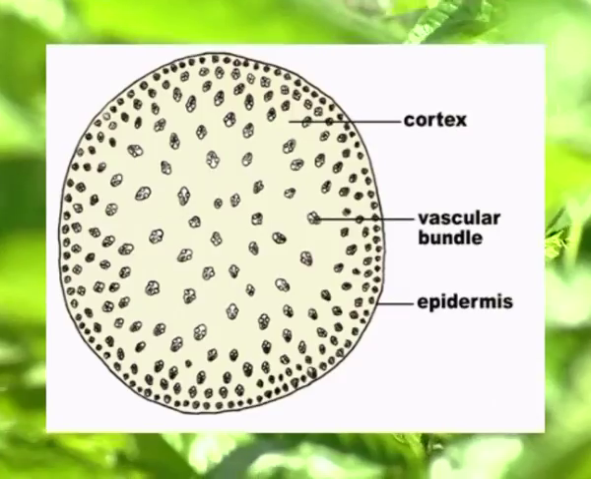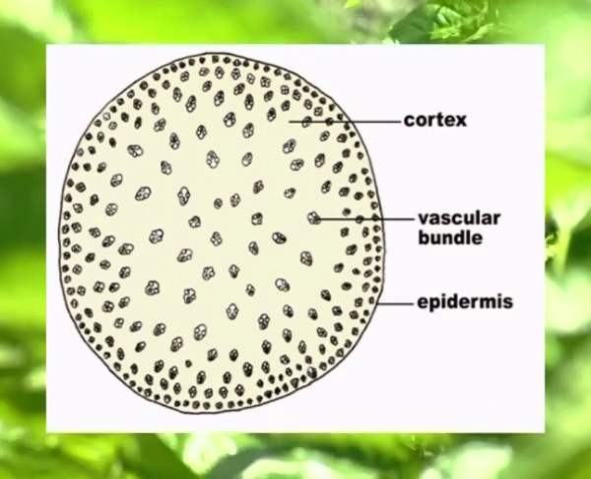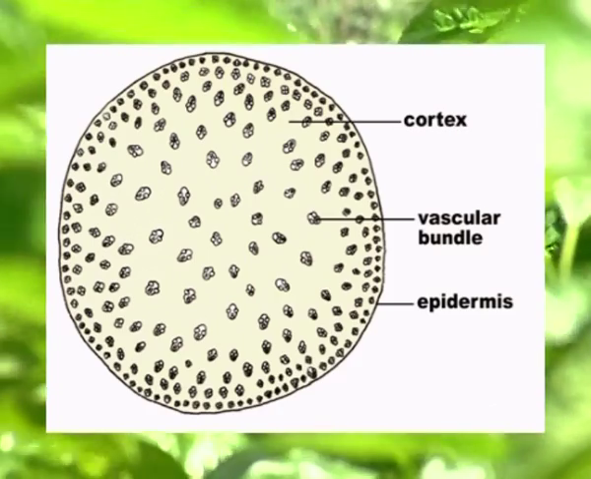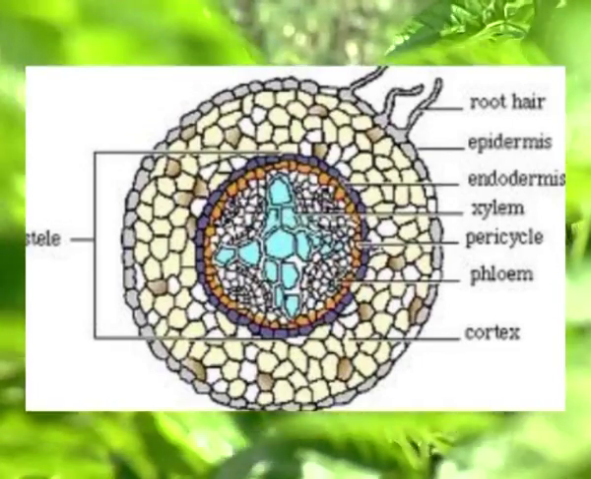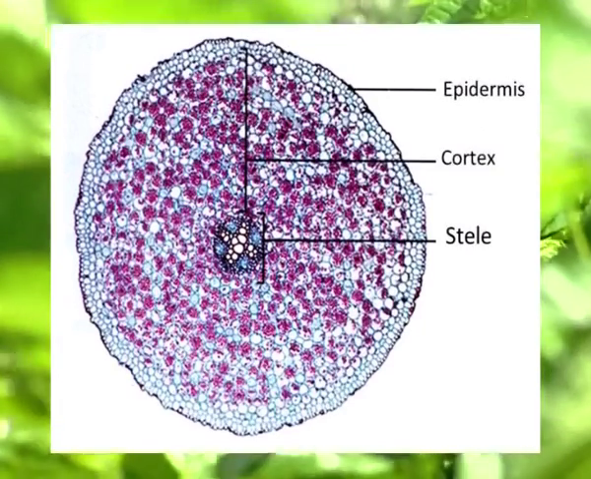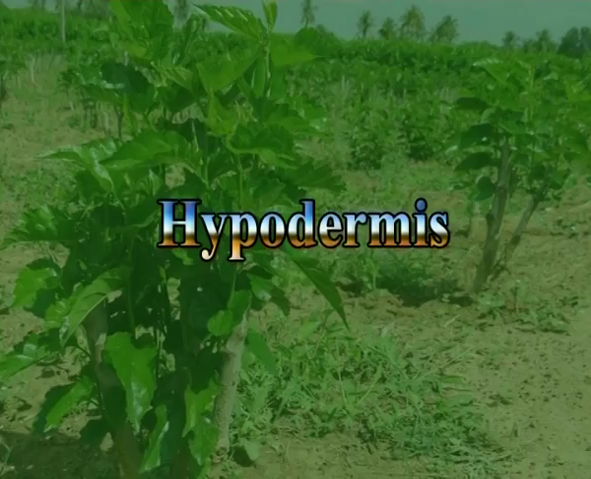Epidermis. It is a single layer of compactly arranged barrel-shaped living cells. The outer walls of the epidermal cells are cutinized, the cuticle helping to reduce the rate of transpiration.